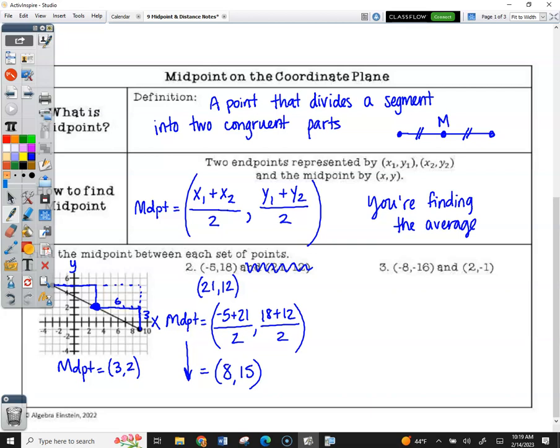I want you all to try to find the next one. I got a fraction. It's okay. It's allowed. But it's a pretty fraction, so I changed mine to a decimal.